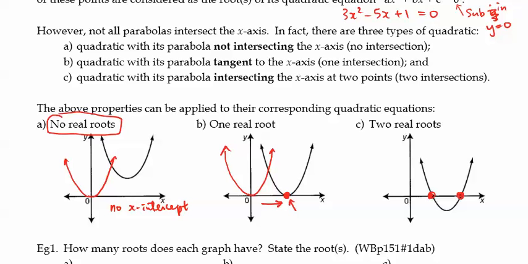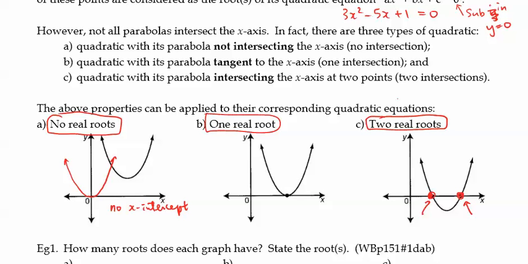If you see only one x-intercept, like the second case, we call it one real root. And finally, if you see two answers here and there, we will call it a quadratic equation with two real roots.